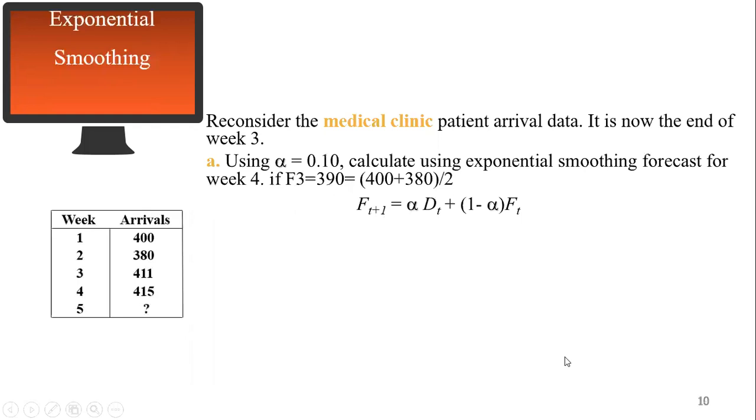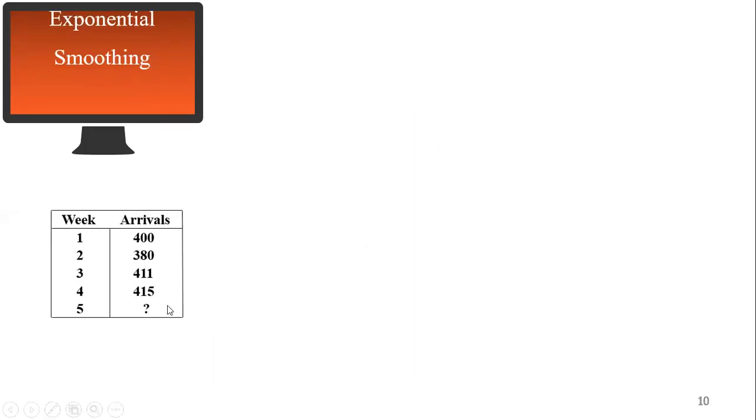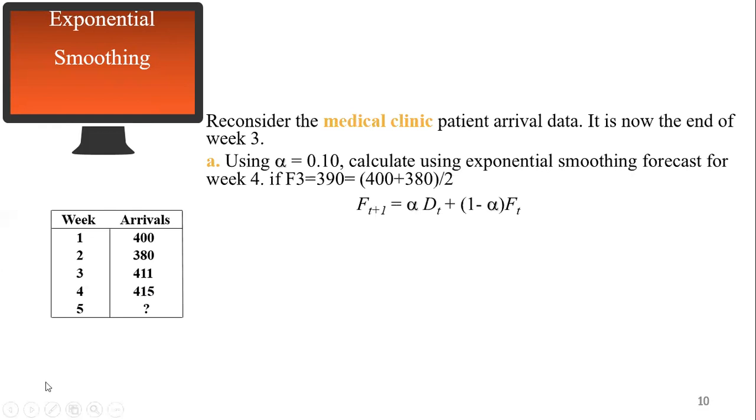So let's see. If you are given the data for the number of arrivals at the clinic: 400, 380, 411, 415, and I'm asking you to use exponential smoothing to find week 5. What are you going to do here? Considering the difference between 415 and the average growth of all the arrivals, that is alpha, which is given here. But you can't calculate it directly. For example, the growth is 415 minus 411 divided by 411, which gives almost 1%. So it's just a 1% increase, 0.01, if I want to calculate the growth rate here.